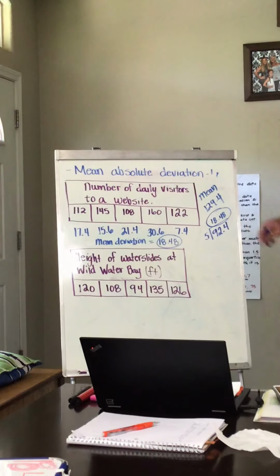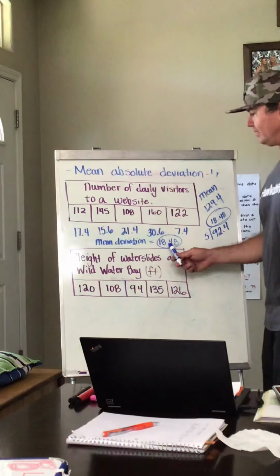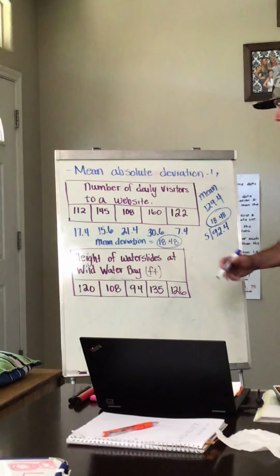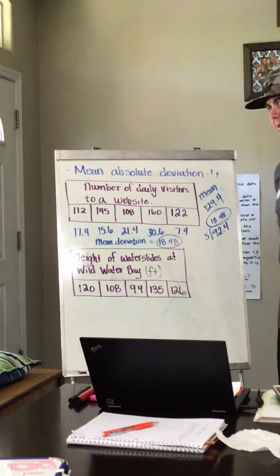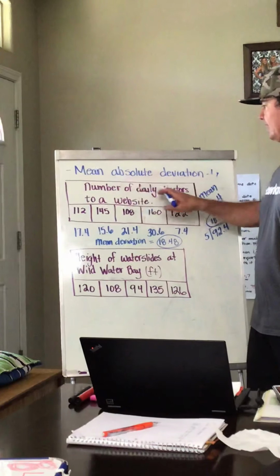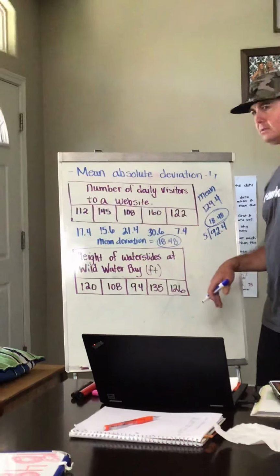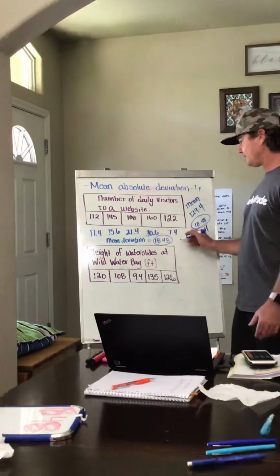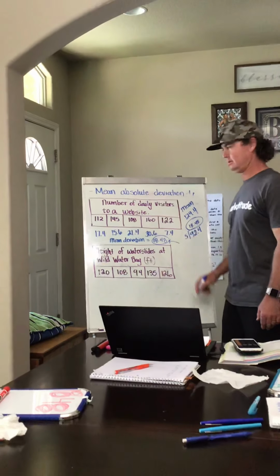Yeah. Awesome. All right, so what does that mean to you? Like, if you were explaining that in 6th grade terms, okay, we got 18.48. That's the mean deviation. How would you explain that in like 6th grade terms? Think about the number of daily visitors to a website. What does this piece of information tell me?